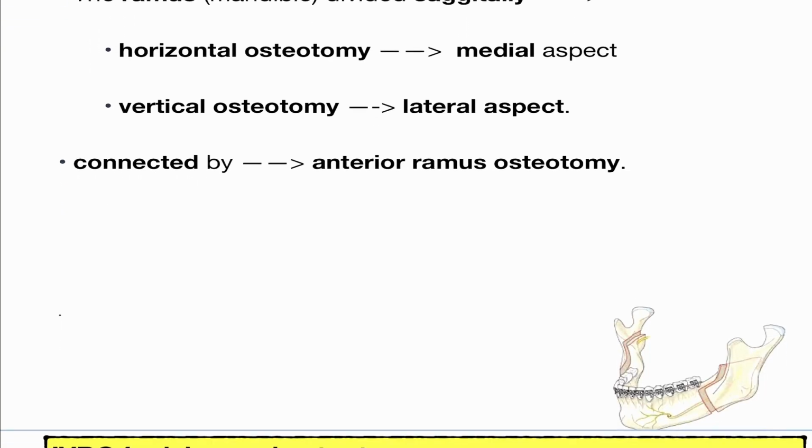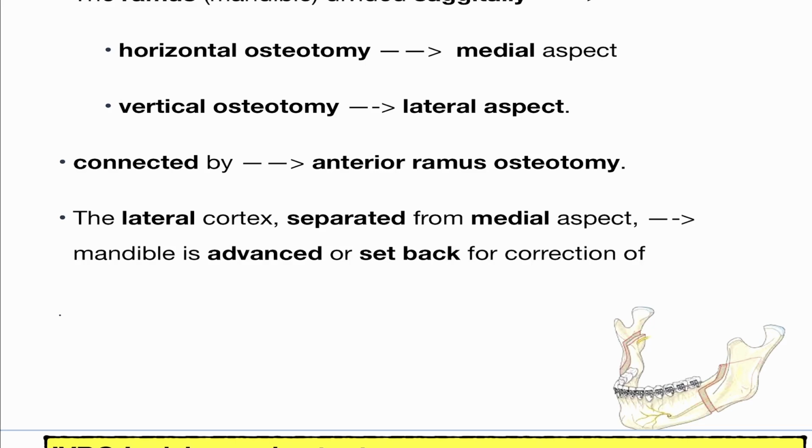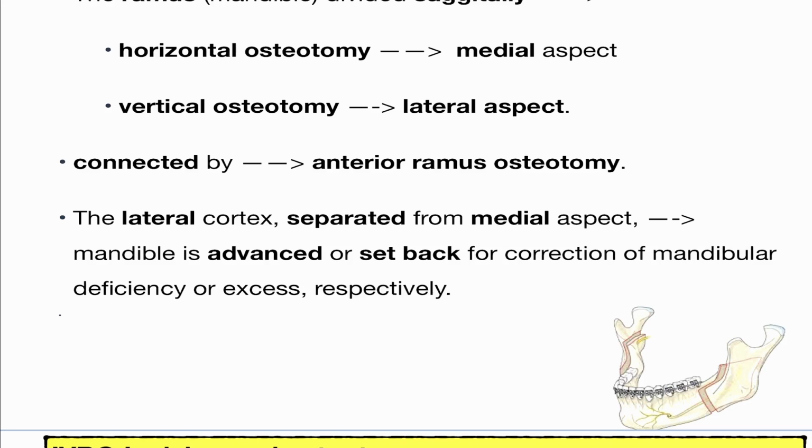Now, the next thing you do is, as I've told you, the lateral cortex is separated from the medial cortex so that you can advance the mandible. The mandible is advanced, or you can set it back, push it back, for correction of whatever, isn't it? Correction of mandibular deficiency. If it's a mandibular deficiency, you can advance it. If it's a mandibular excess, you can set it back. Okay, so that's what they are saying.